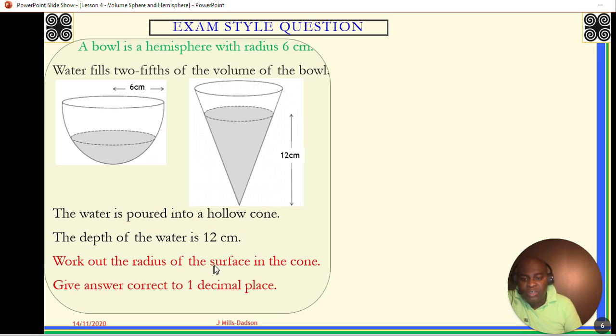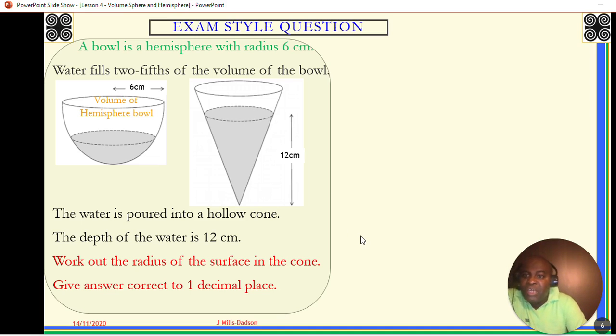Work out the radius of the surface in the cone. So we need to work out the radius of the surface of the water, because the water forms a cone shape inside the cone. We want to find the radius of the surface. And I'll answer in one decimal place.